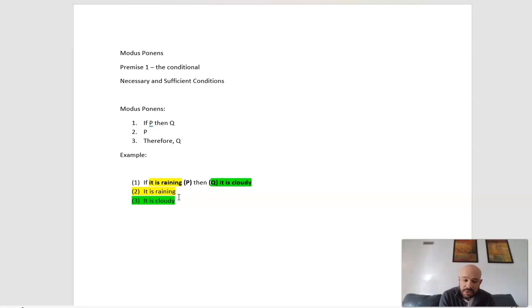Now, why is a modus ponens a valid form? How is it that the premises guarantee the truth of the conclusion? The answer to that has to do with the next part of our lesson. It has to do with that first premise, that conditional statement. And that conditional statement can be broken into two parts. So the necessary condition and the sufficient condition. So consider again our premise.